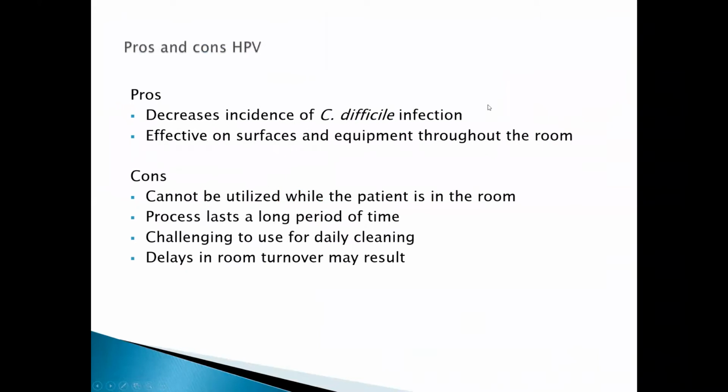See if we have something else about this. So pros and cons of HPV. The pros are it decreases incidence of C. difficile infection. It's effective on surfaces and equipment throughout the room. The cons are that it cannot be utilized while the patient's in the room. It lasts a long period of time. It can be challenging to use for daily cleaning, and it delays room turnover, or could potentially, which is definitely an issue. You're always looking at the time before you can get somebody else in your room, so it's something to consider with this.